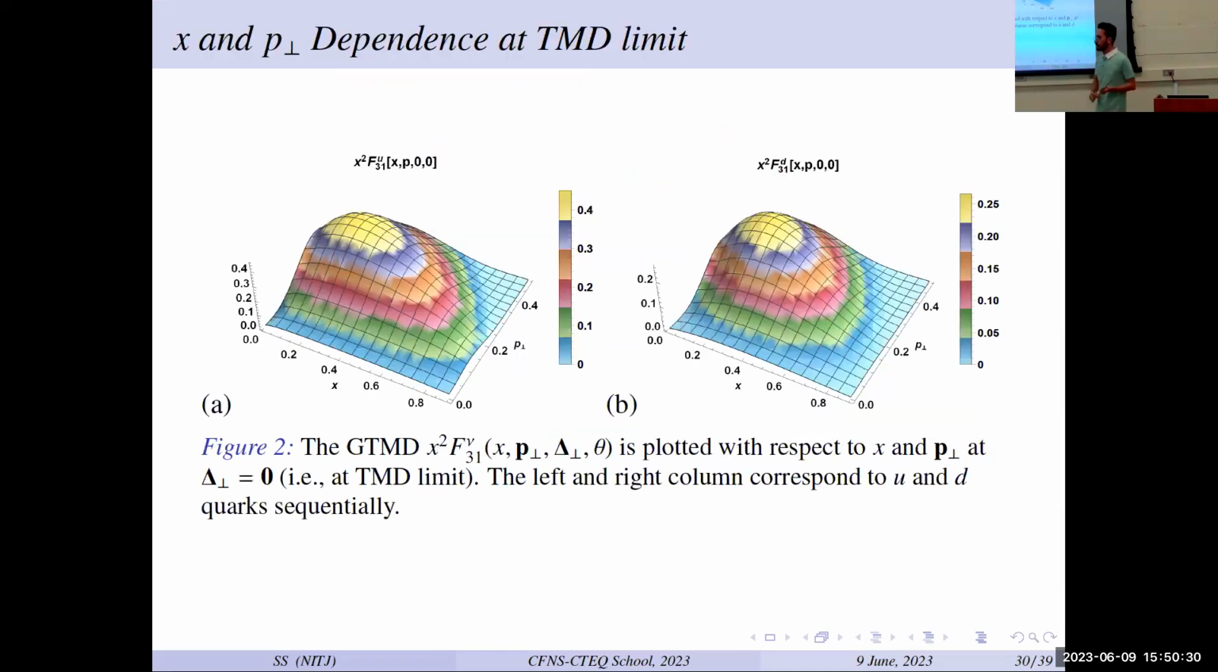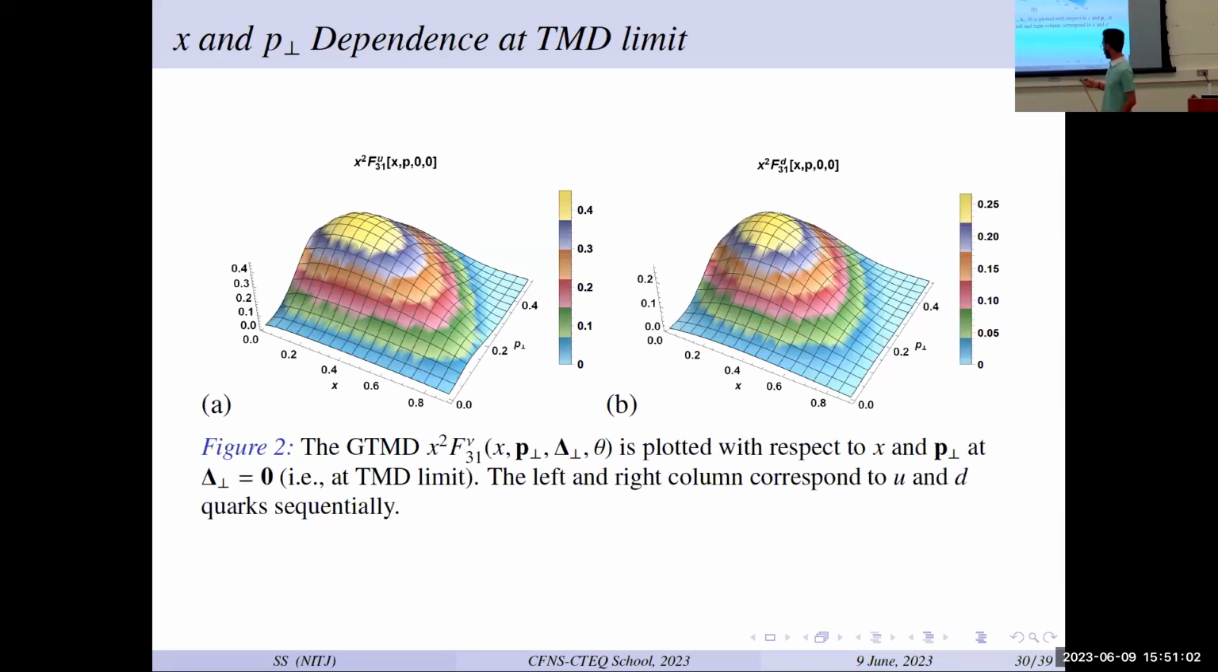Here are the plots of GTMDs. In a GTMD we have three variables: x, k perp, and delta perp. We can't discuss them simultaneously, so we fix one and discuss the other two at a time. First, I have discussed the TMD limit. When we apply the TMD limit, delta equal to 0, we get this kind of plot. This is similar to the f1 plot which we get in twist 2, but it has a slightly lower amplitude.